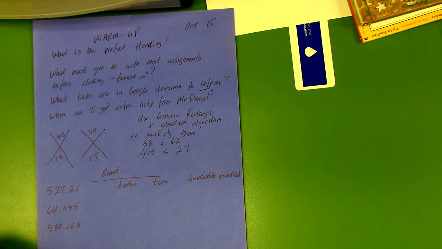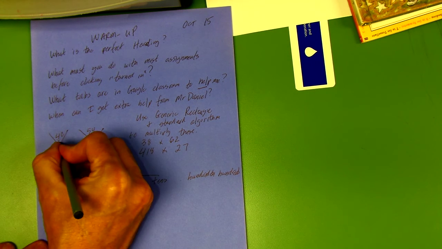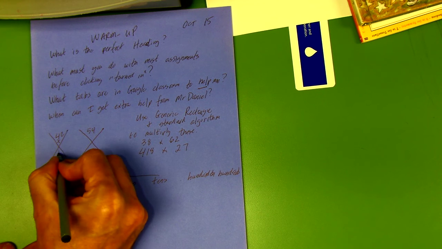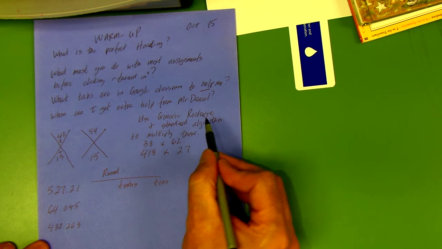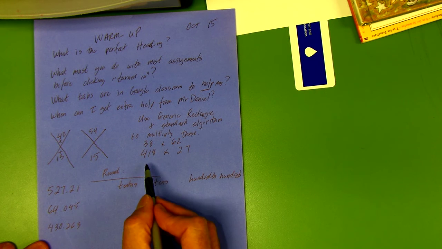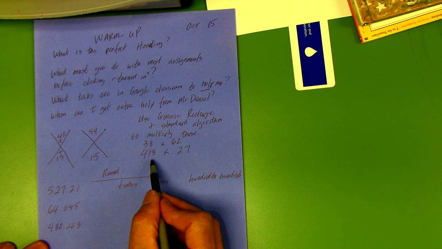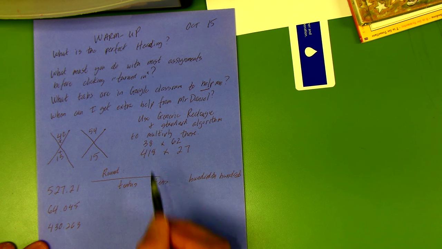All right. Then you're going to do these two diamonds. Remember, you're multiplying, getting a product on top, adding, getting a sum on the bottom. And then you're going to use the generic rectangle and the standard algorithm to multiply 38 times 62. And then here's a tough challenge one for you. 418 times 27. We haven't done any 3 digits yet. I want to see if you guys can handle that.